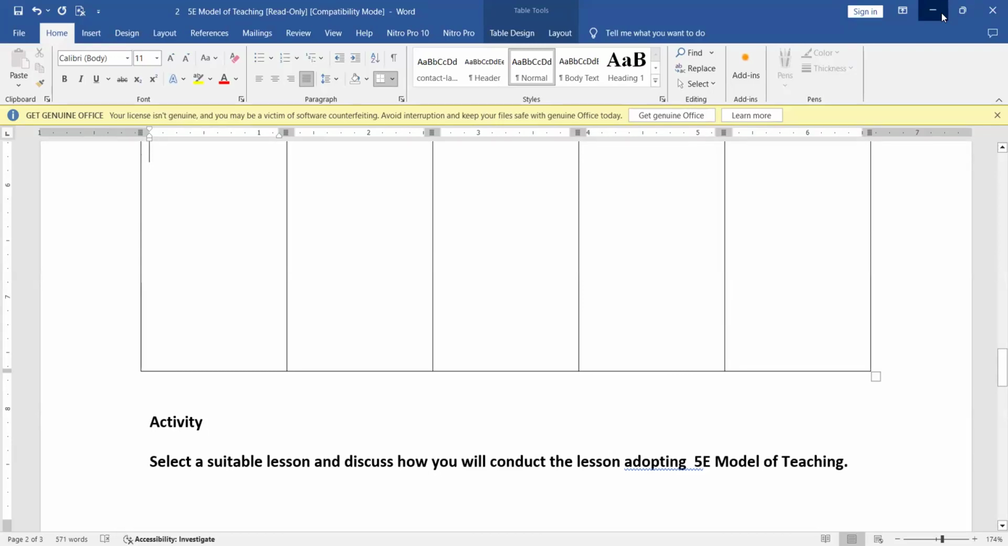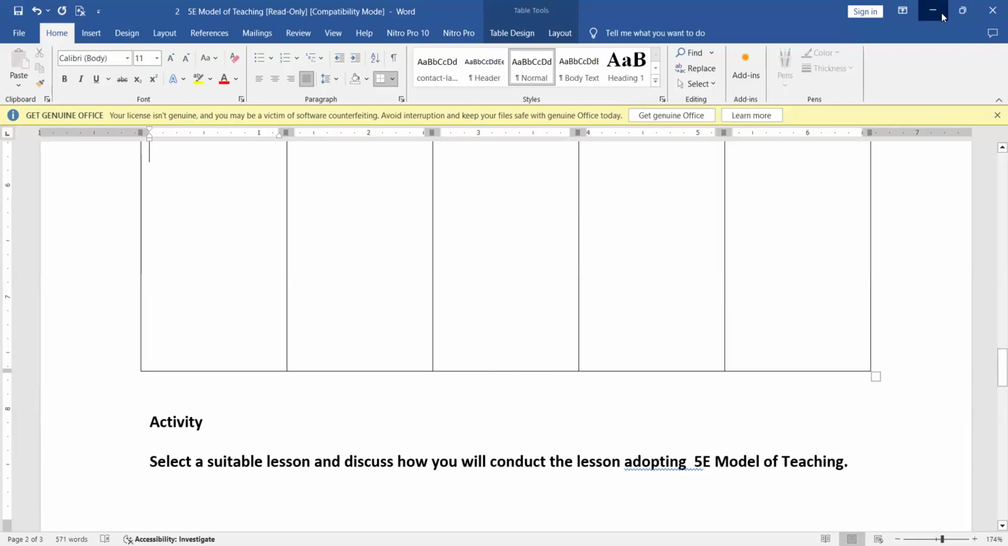Right. So then we discuss about the 5E model. We discuss about the PPP model. So there are two extremes. PPP model grounded on behaviorism as a learning theory. 5E model grounded on constructivism as a learning theory.